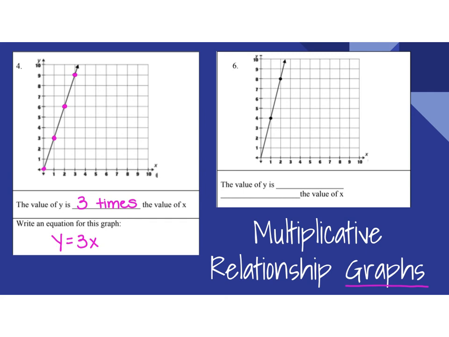In our graph on the right, we see some points already graphed. I see 0, 0, 1, 4, and 2, 8. Again, I see this graph goes through the point 0, 0, so I know it's a multiplicative relationship. I also see the points 1, 4 and 2, 8. Each time we're multiplying by 4 to get to our y value. So the value of y is 4 times the value of x.